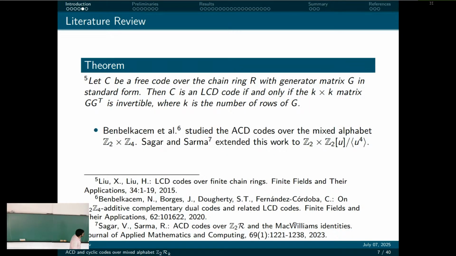Then Liu and Liu in 2015 extended that result to chain rings. If C is a free code over the chain ring R and G is its generator matrix in standard form, then C is LCD if and only if G G transpose is invertible. Later, Benbelkacem and others studied ACD codes, which we will define later, over the mixed alphabet Z2 cross Z4, and Sagar and Sharma extended this work to Z2 cross Z2[u] over u^4. Motivated by this study, we aim to study ACD codes over the alphabet Z2 cross Z2[u] over u^k, where k is any positive integer greater than or equal to 2.